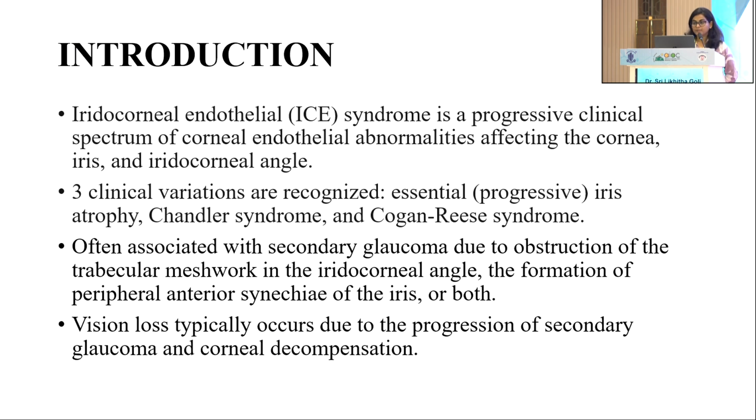Cogan-Reese syndrome is a type of ICE syndrome, which is a progressive clinical spectrum of corneal endothelial abnormalities affecting the cornea, iris, and iridocorneal angle. There are 3 recognized clinical variations: essential iris atrophy, Chandler syndrome, and Cogan-Reese syndrome. It is often associated with secondary glaucoma, due to obstruction of the trabecular meshwork in the iridocorneal angle, formation of peripheral anterior synechiae, or both. Vision loss is typically due to progression of secondary glaucoma and corneal decompensation.